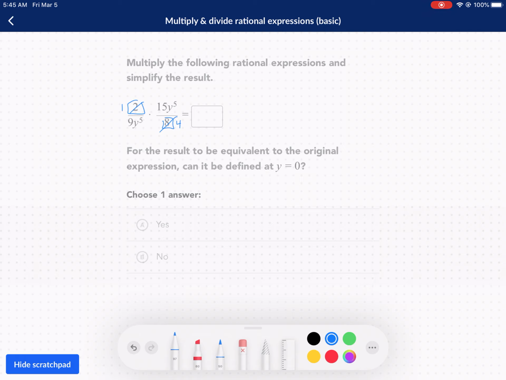Now let's talk about the next numbers that we have. We have 15 and 9. Those both have a factor of 3, so I'm going to divide both of these by 3. I'm going to get 3 in the bottom, and I'm going to get 5 in the top.